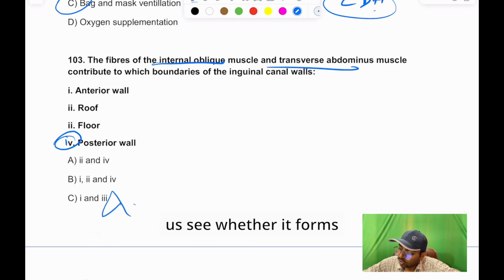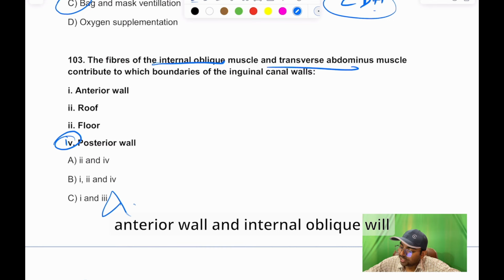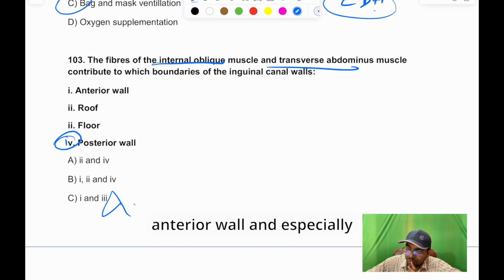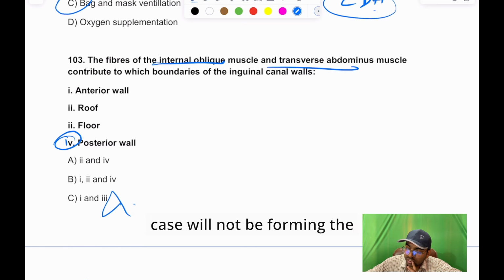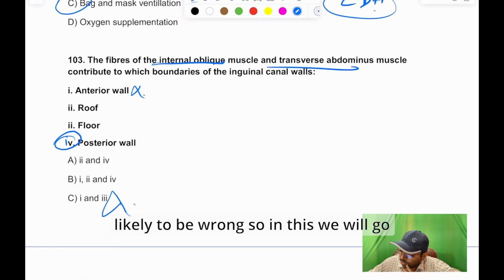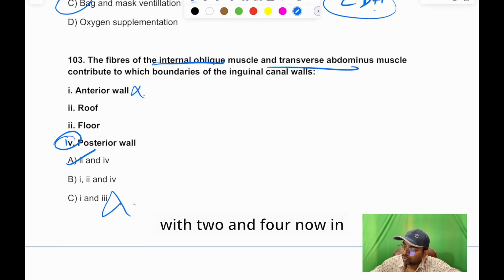Now let us see whether it forms the anterior wall. Internal oblique will not be able to form the anterior wall, and especially the transversus abdominis will in all cases not be forming the anterior wall. So option one is more likely to be wrong. So in this, we will go with 2 and 4.